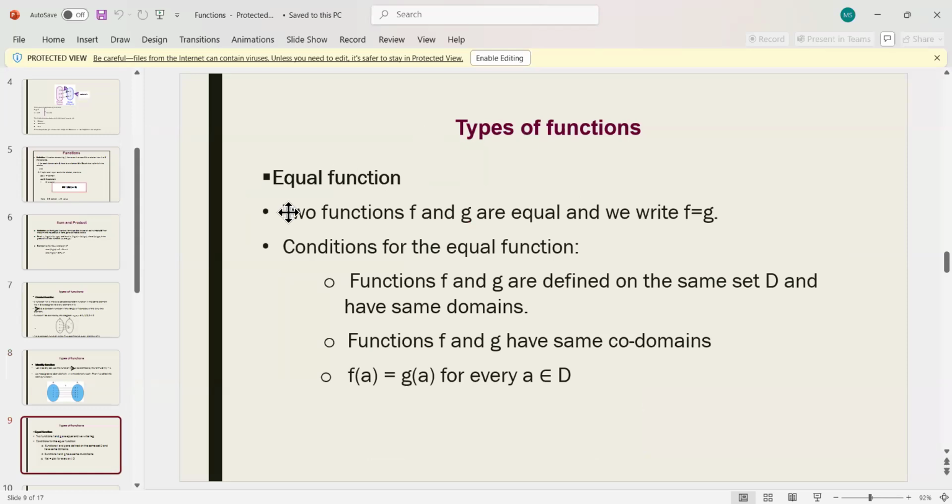Types of functions. Equal functions. Two functions f and g are equal and we write f equals g. That means, conditions for equal functions: functions f and g are defined on the same set D and have the same domain. Functions f and g have the same codomains. That is, f of a will be equal to g of a for every element of D.